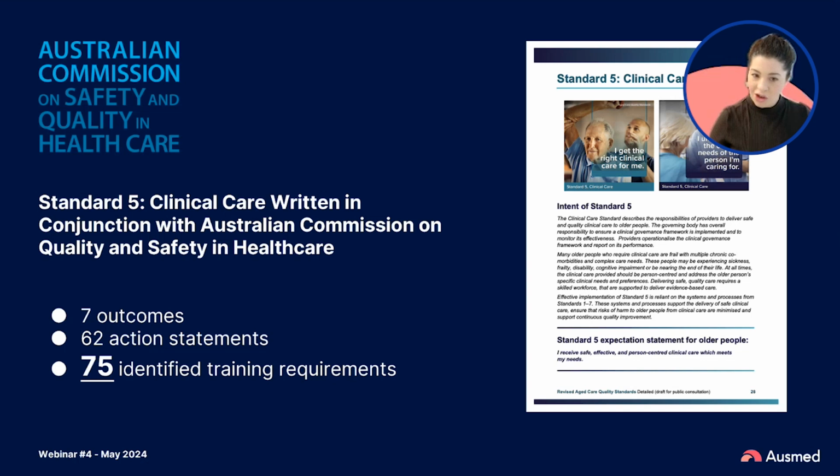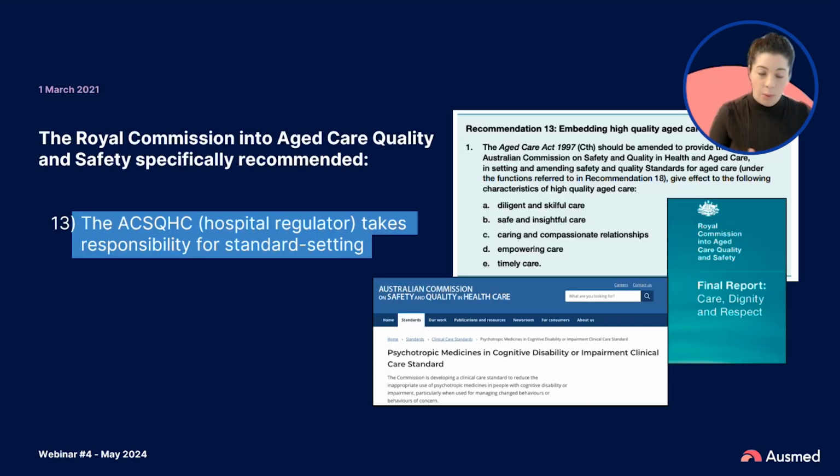So why have we got the acute care regulator that normally regulates hospitals helping us with Standard 5 for aged care? If we rewind, this actually comes from the final report into the Royal Commission, which encouraged that the Australian Commission on Safety and Quality in Healthcare be given the responsibility to write the whole of the aged care standards. That didn't happen. It wasn't unanimous in the recommendation, but they did take Standard 5, the clinical care standard, and develop that in partnership with the Aged Care Quality and Safety Commission.